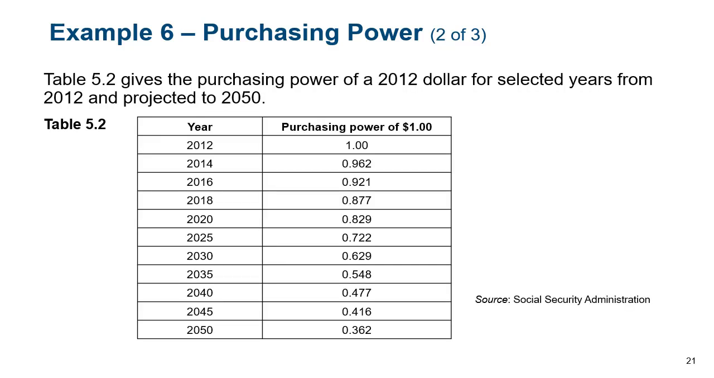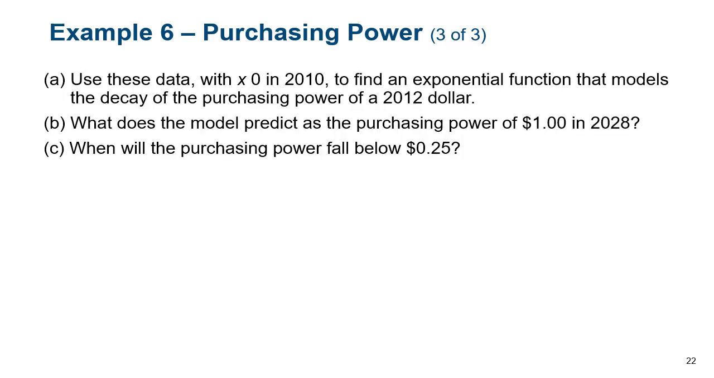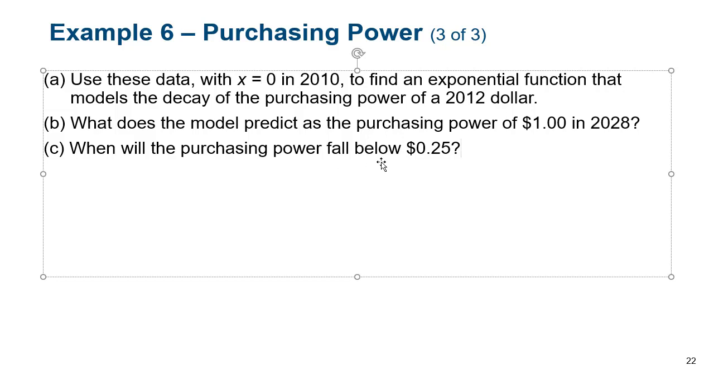If we look at a table of what's been happening with the purchasing power of a 2012 dollar, we can see that it's going down at a measurable rate that we can model. Now, if we use this data with x equaling 0 in 2010, to find an exponential function that models the decay of the purchasing power of the 2012 dollar, what does the model predict as the purchasing power in 2028? And when will the purchasing power fall below 25%? Those are the things we can figure out.